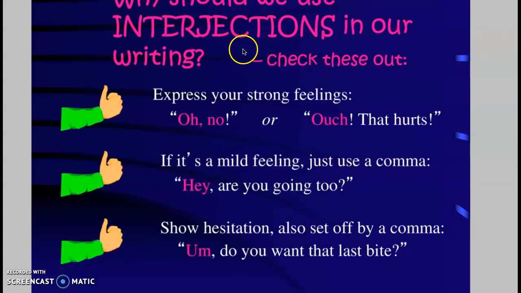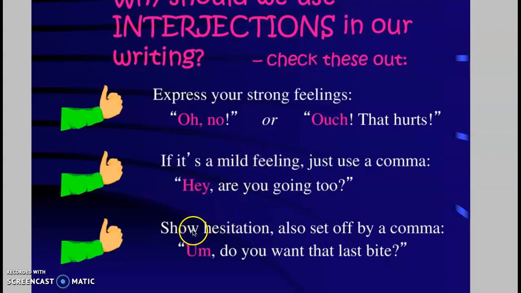Why should we use interjections in our writing? Here's some reasons why we should. You notice the thumbs up right here. Obviously, you want to use them to express your strong feelings. Okay, if it's a mild feeling, you'd probably just want to use a comma. Notice how up here the exclamation wants you to say it with some excitement. Down here, the interjection is offset with a comma. So it probably just wants to portray a mild feeling instead of something so exciting.